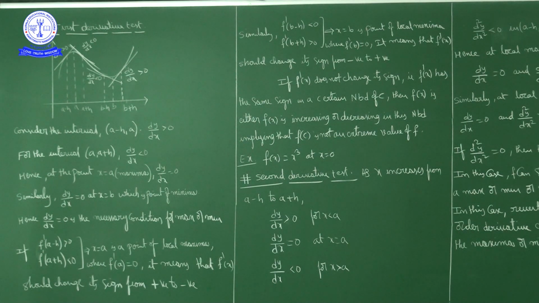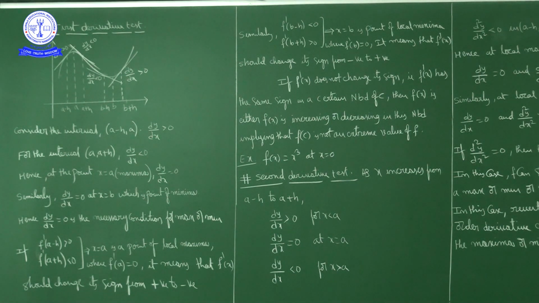Now, f of x is a differentiable function at x equal to a. This is y equal to f of x, a smooth curve, where f of x is differentiable at x equal to a and at x equal to b. Now we will use the first derivative test for finding maxima or minima.